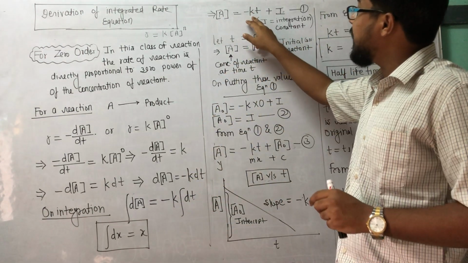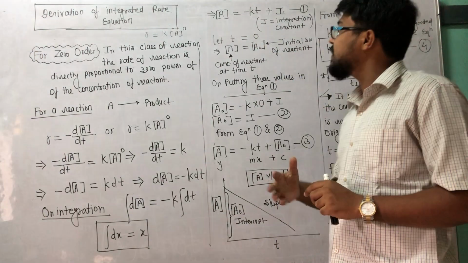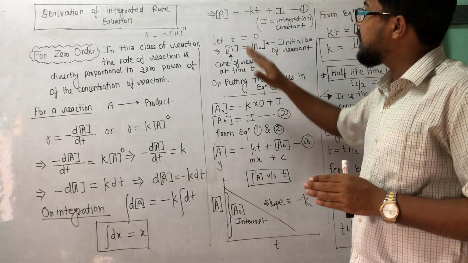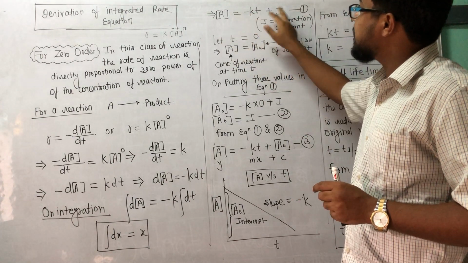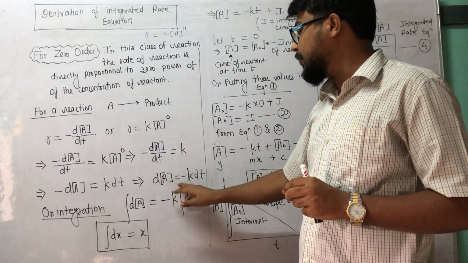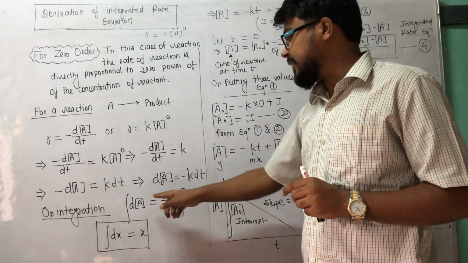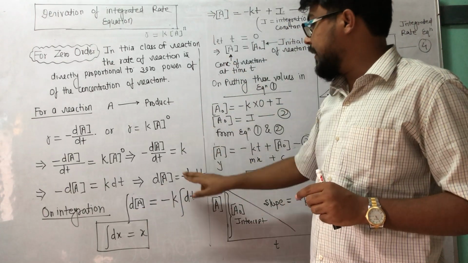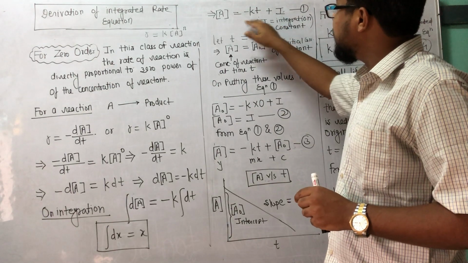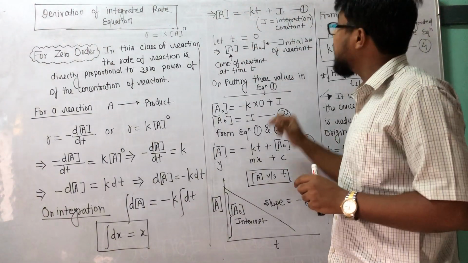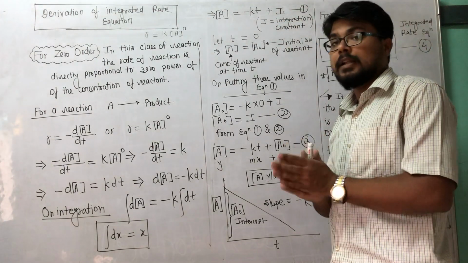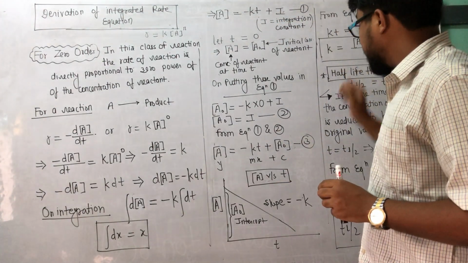Minus k is already outside, and one integration constant will be added, I equal to the integration constant. So we get a new equation: A equal to minus kt plus I. How did it come? Here we have dA equal to minus k dt. On integration dA will become A and dt will become t, because k is already outside, so A equals minus kt plus I, where I is the integration constant. This will be treated as equation number 1.